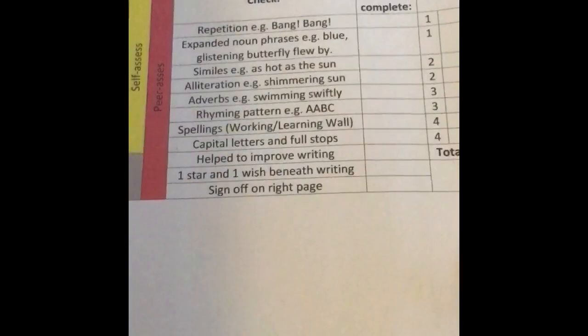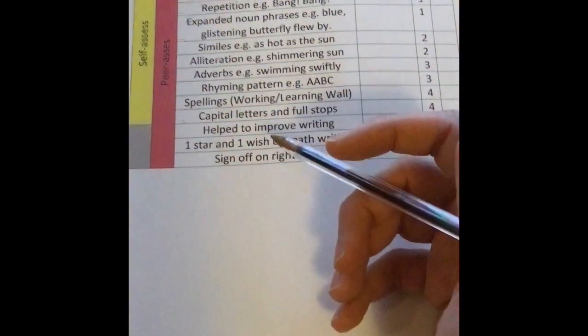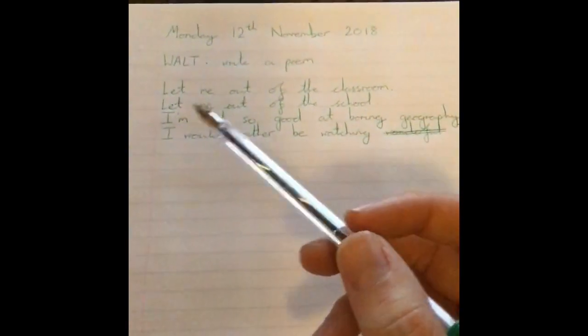Right, the next thing we need to have in front of us is this here, which you should all have. There should be one each. So here's a stanza that I've already written. It's the first stanza, and I just wanted to share it with you first to show you how the features and the checklist are supposed to work. So it goes: let me out of the classroom, let me out of the school. I'm not so good at boring geography, I'd rather be watching TV.